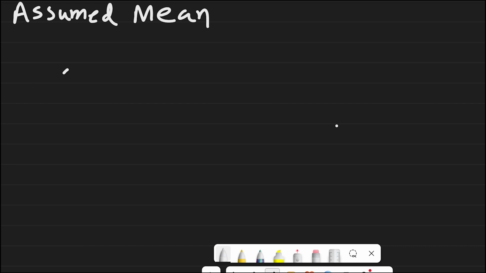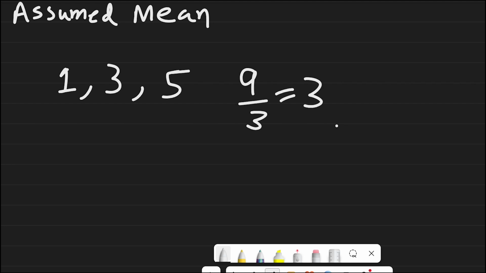Okay, so let's say we have data 1, 3, 5. What is the mean of this data? Let's just do it with 3 for simpler results. So for the mean we just add all the values. So 1 plus 3 is 4, plus 5 is 9, and we will do 9 divided by 3, which would be 3. So the mean would be 3.